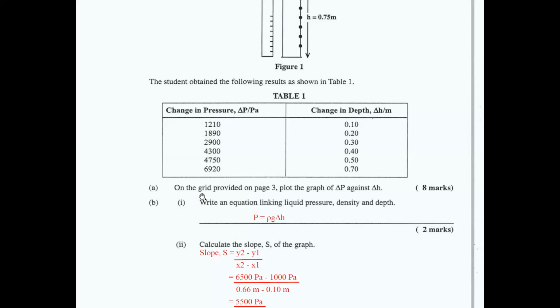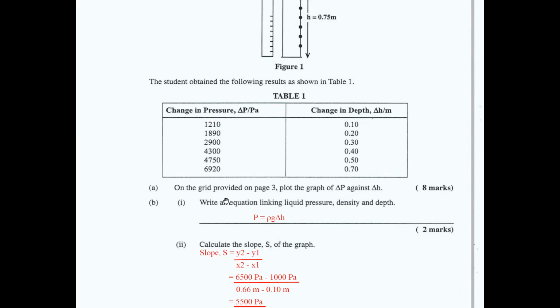Now, you will also plot a graph for this question. The question says plot the graph of delta P against delta H, that's changing pressure against changing height or depth. The values are given here. Once you're told to plot a certain quantity against another one, the one that comes first will be the one that you put on the y-axis. So this means you plot change in pressure on the y-axis and the change in height on the x-axis.